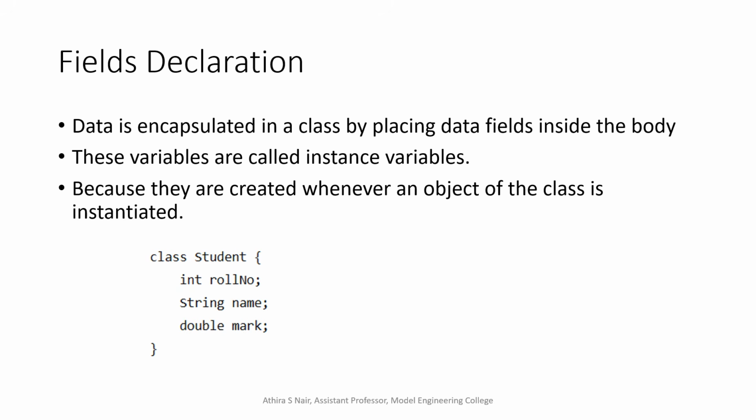So here we have an example, class student, and there are three variables like roll number, name and mark. So these are the fields, and each object will have its own copy of these fields. Like if I create two student objects, every object has its own values.